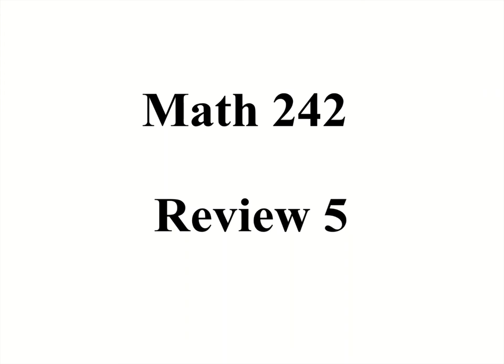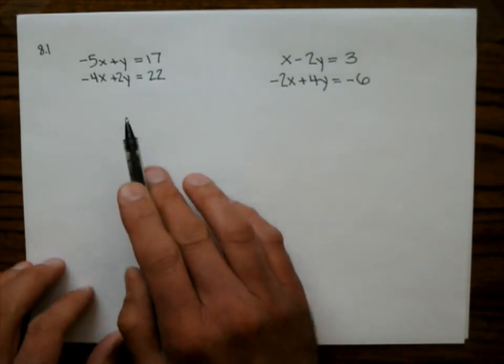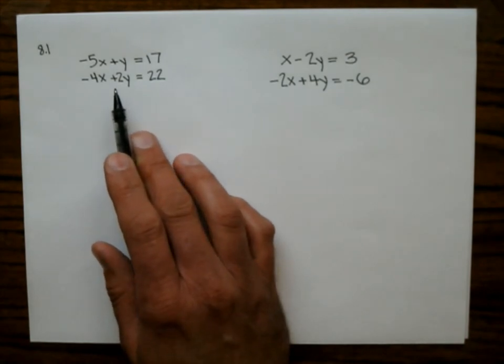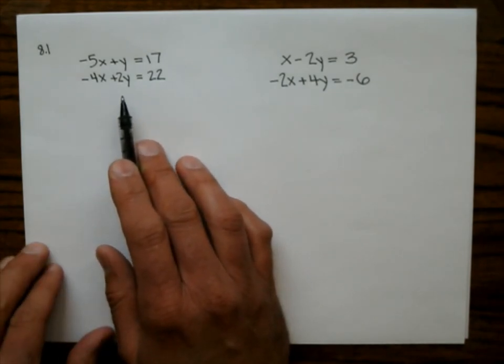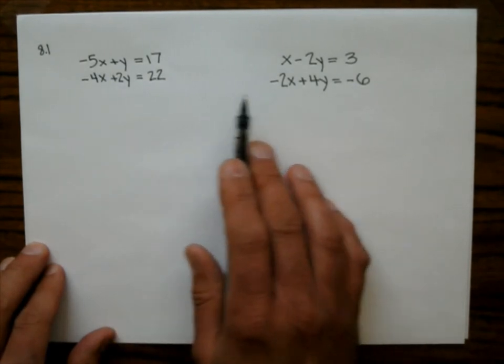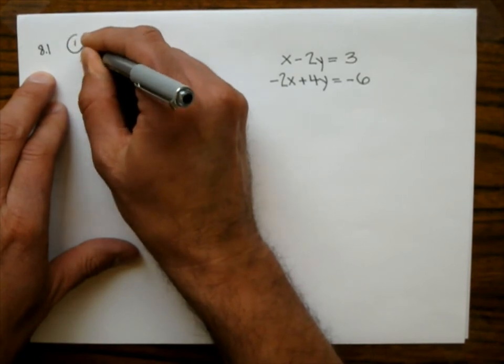Let's go ahead and do some problems and take care of review 5. 8.1 was the first one on our list, and a lot of it was review. Some stuff in these might be a little new for some of you. You're supposed to solve systems of equations, two equations, two unknowns, and I have two problems here. Maybe we should just call this problem number one. I kind of made these problems up.